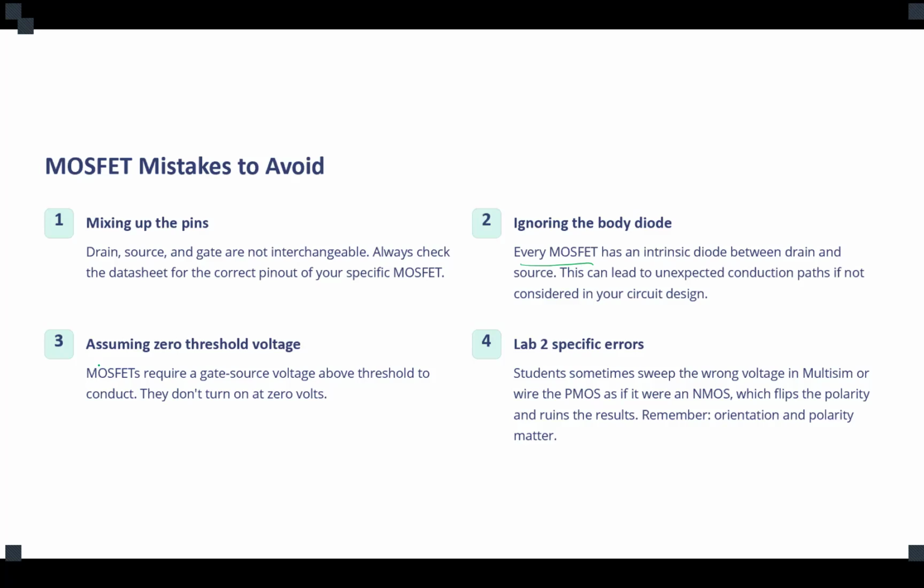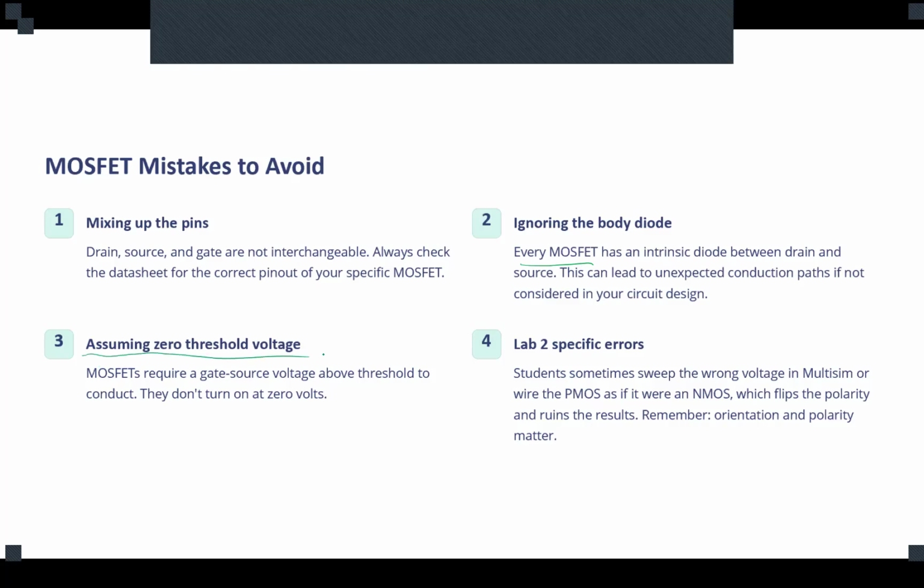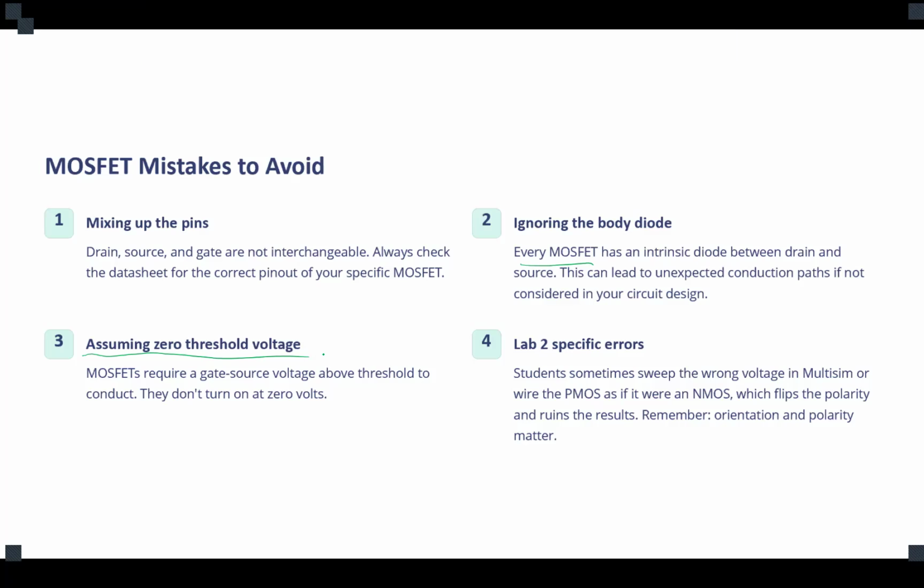Another mistake, as we said, is to assume the gate-source threshold voltage is zero. Just having a positive voltage between gate and source does not mean that your MOSFET is on. There is a threshold. You need to be above that threshold. Be careful about that.